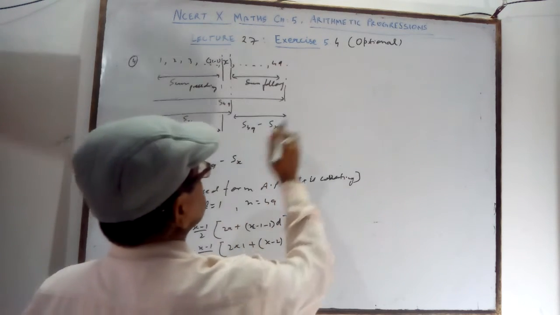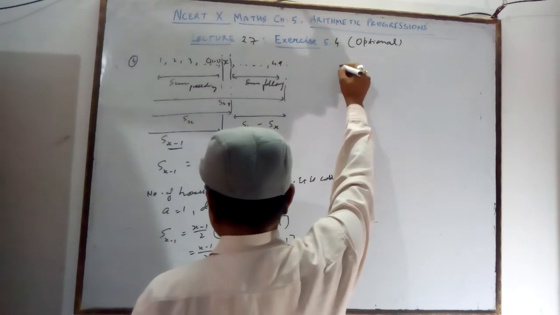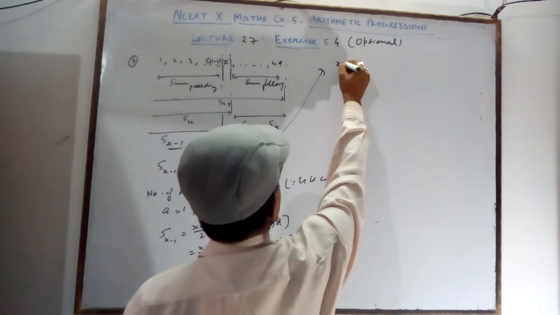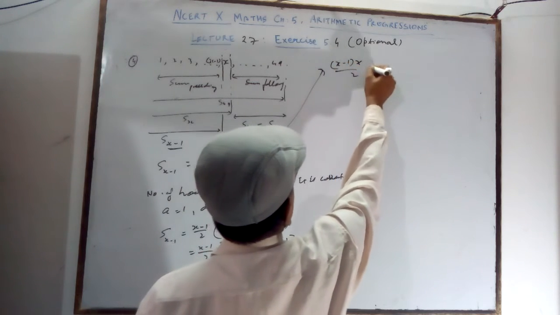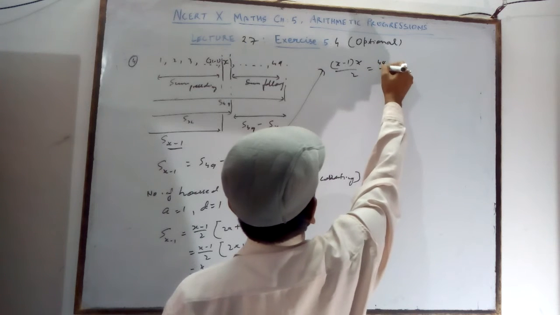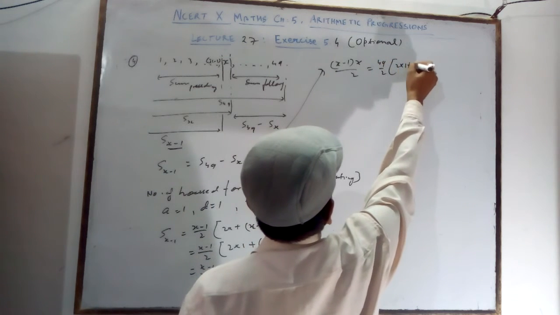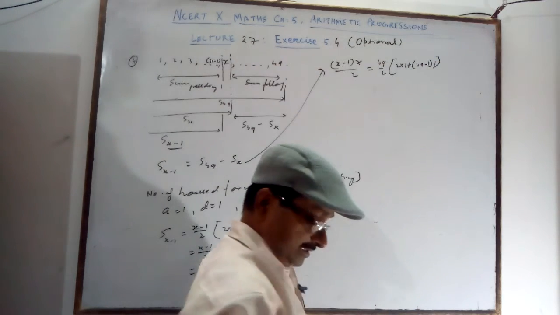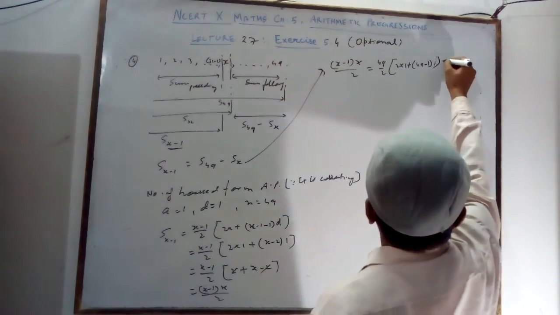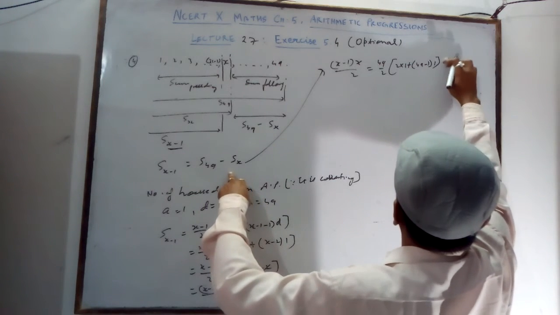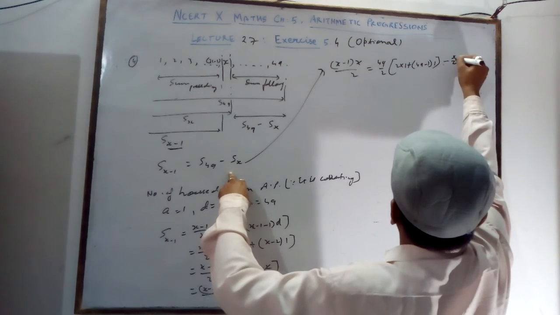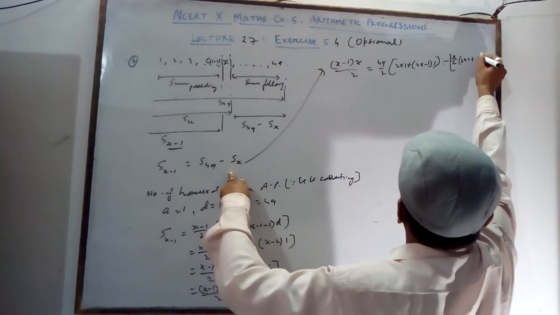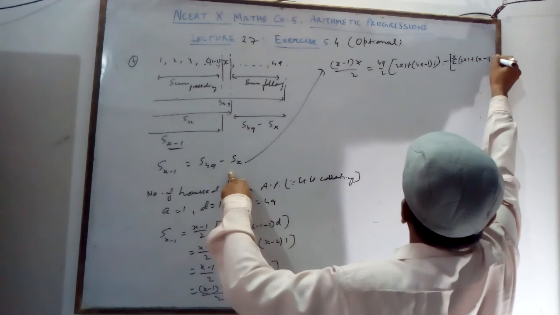Same thing you will apply with the formula. What is S49? All the values you write: (x minus 1) into x by 2 is equal to 49 by 2 into (2 into 1 plus (49 minus 1) into d). The same thing you apply for the last one: S49 minus Sx. What is Sx? x by 2 into (2 into 1 plus (x minus 1) into 1).